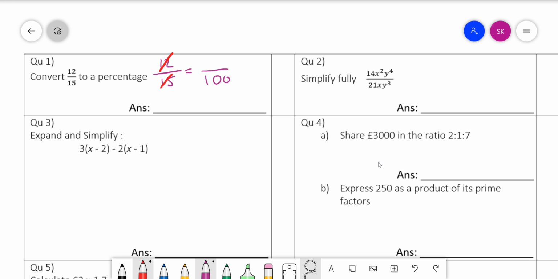The highest common factor of 12 and 15 is 3. So that gives us 4 over 5.